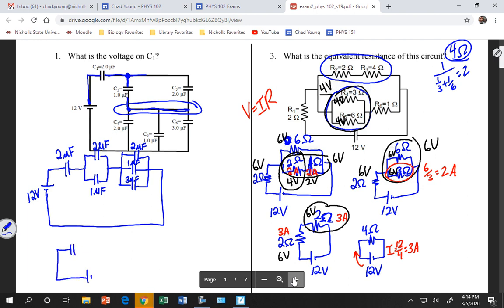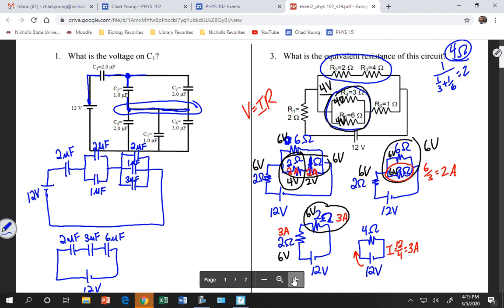Redraw those. 12 volts, 2 microfarads, 3 microfarads, and 6 microfarads. Now I can sort of think about what these are going to be because I know that the big capacitor is going to have the smaller voltage and the small capacitor is going to have the bigger voltage. I just want to keep that in mind, and then when I figure out what the voltages are, I'll double check to make sure that that's true. You might be able to tell what the voltages are going to be. Can y'all tell? 6, 4, and 2.